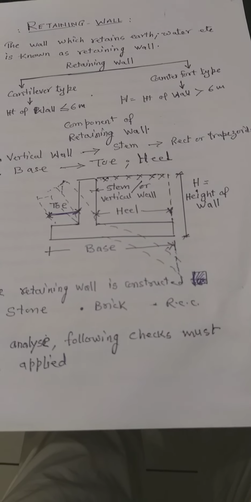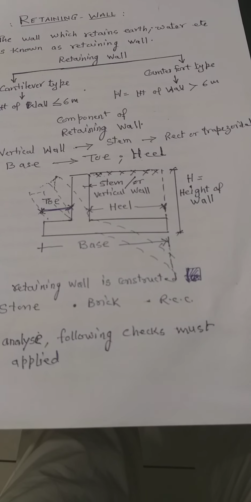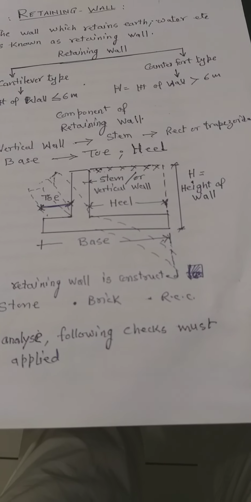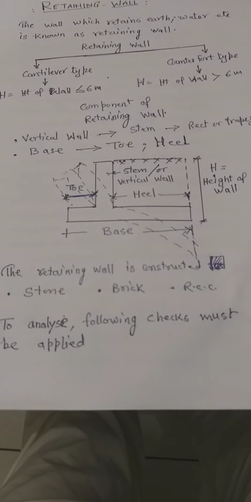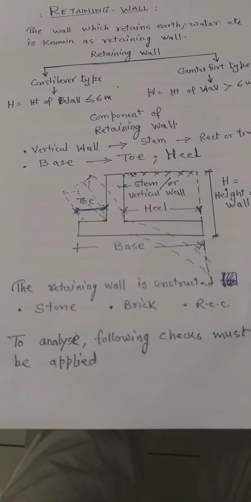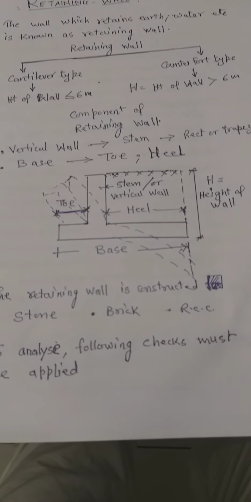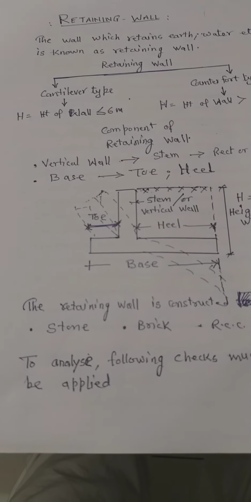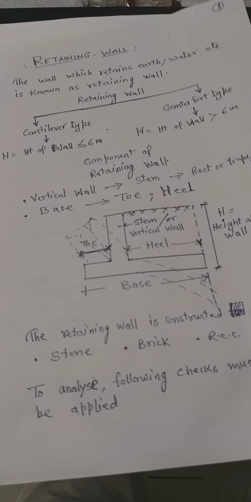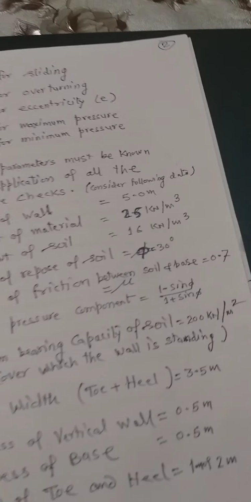The total height of the wall, right from the top of the vertical wall to the bottom of this base, is denoted by capital H. The retaining wall can be constructed either of stone or bricks or of RCC. Now we have to analyze this retaining wall. The analysis can be carried out by applying various checks.